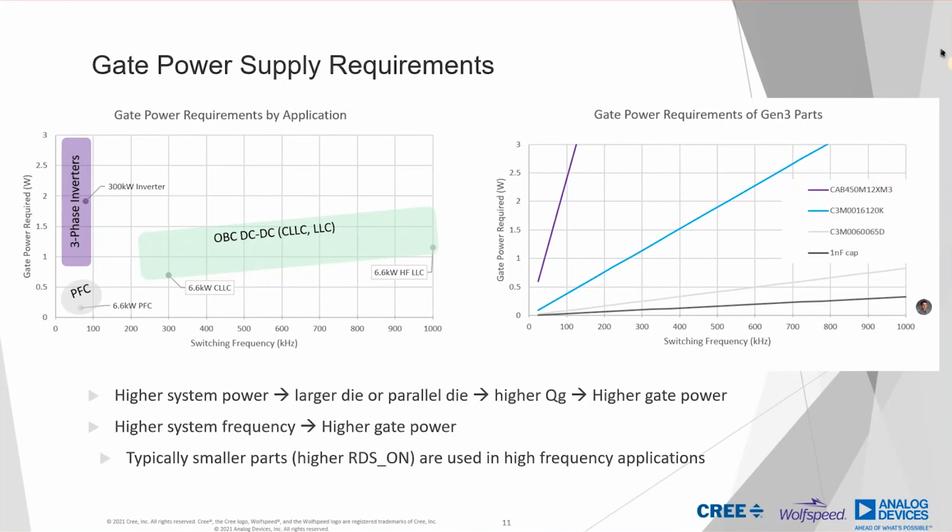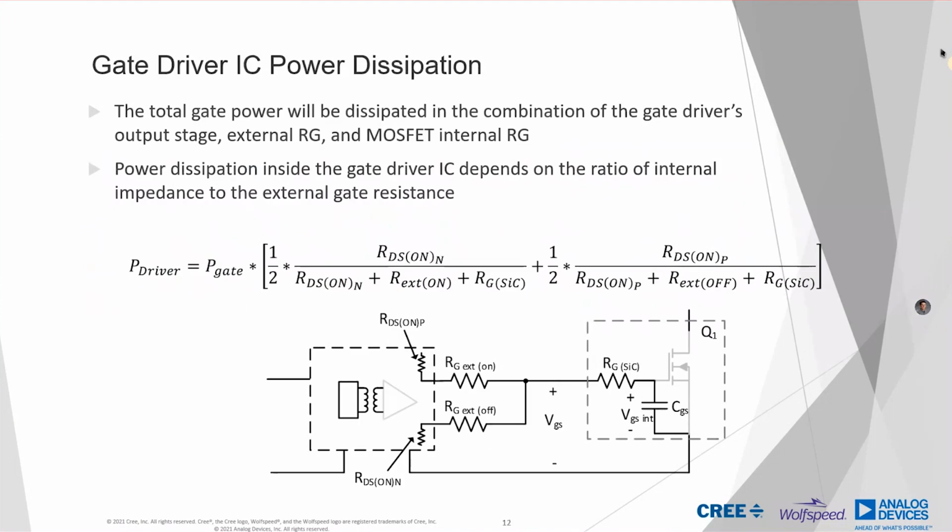So the overall trends from these, basically the higher the system power, you're typically going to have higher gate power requirements because that requires larger die or parallel die to achieve those levels. Therefore, your gate power is going to be higher. Likewise, with the switching frequency, gate power is proportional to switching frequency. So anytime you increase that, you're going to increase gate power.